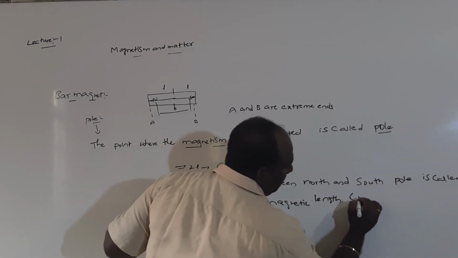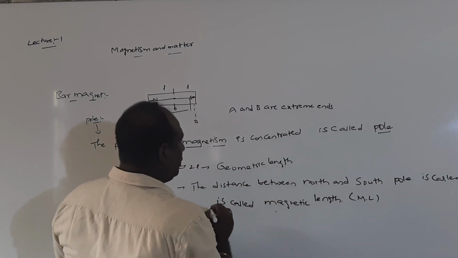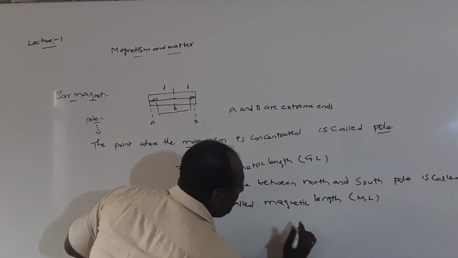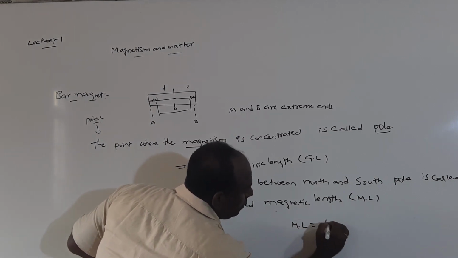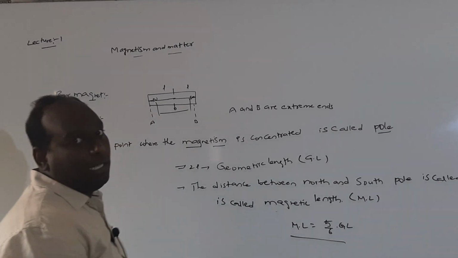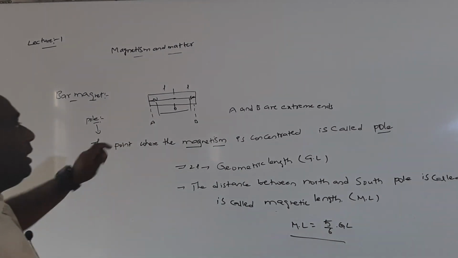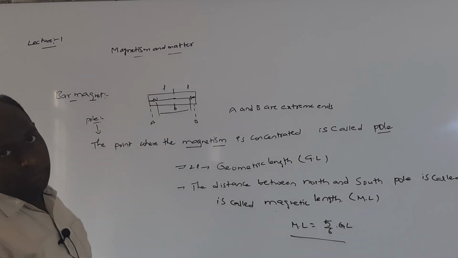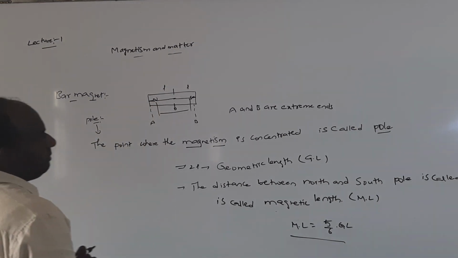I am going to write ML. Geometric length I am going to represent as GL for convention. So I can write magnetic length ML equal to 5/6 of GL. So magnetic length is always less than the geometric length. So poles are not concentrated at the extreme ends, they are concentrated somewhat inside the ends. This is about bar magnet.